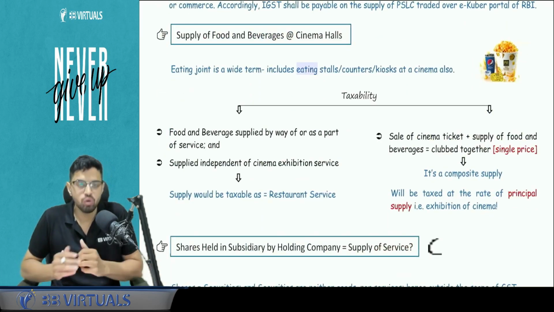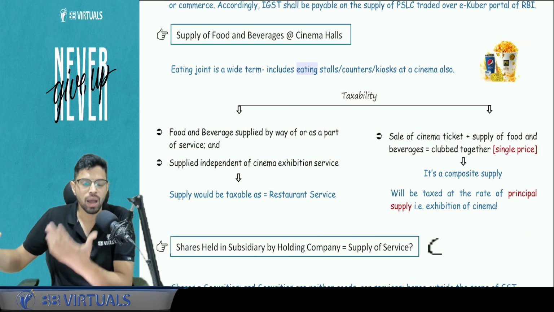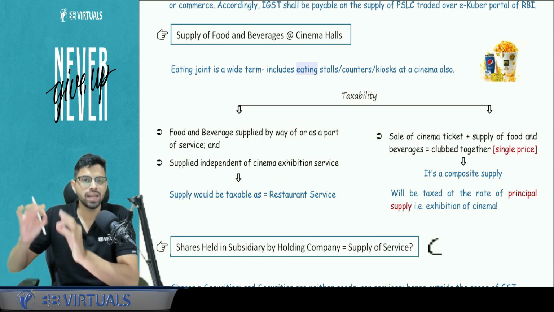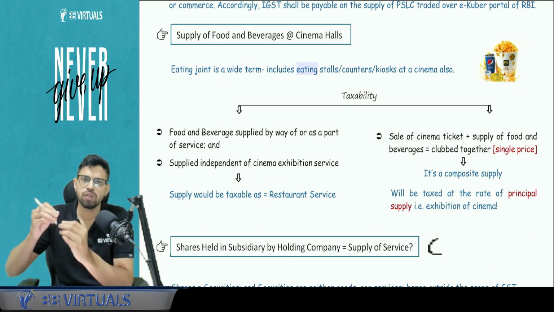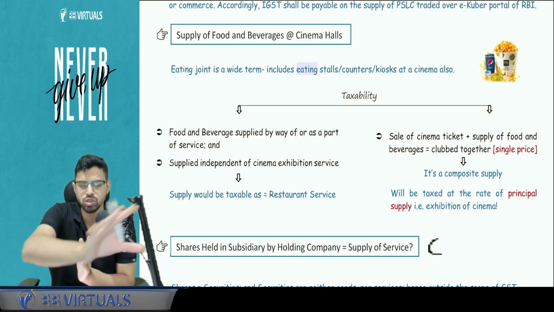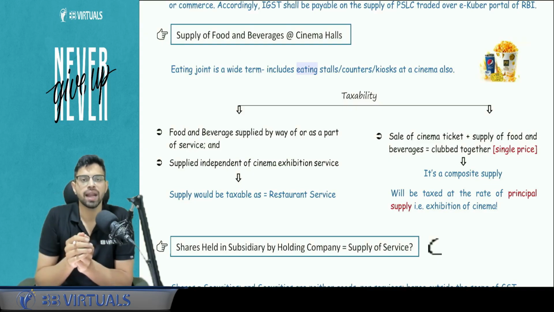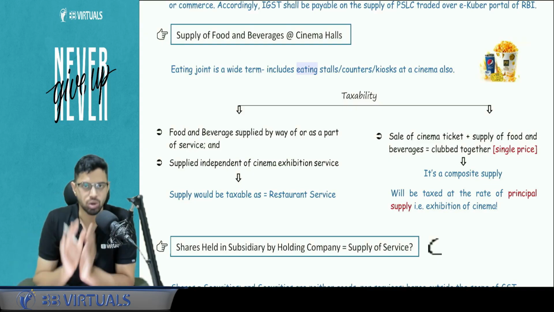Next, supply of food and beverages at cinema halls. I go to watch a movie at PVR. I want to see the Animal movie. I buy a ticket of 450 rupees. And whatever popcorn, food, beverages I want, I buy in the interval from the kiosk, from the counter at the hall. In that case, that particular food and beverages that I bought is taxable separately as a restaurant service.